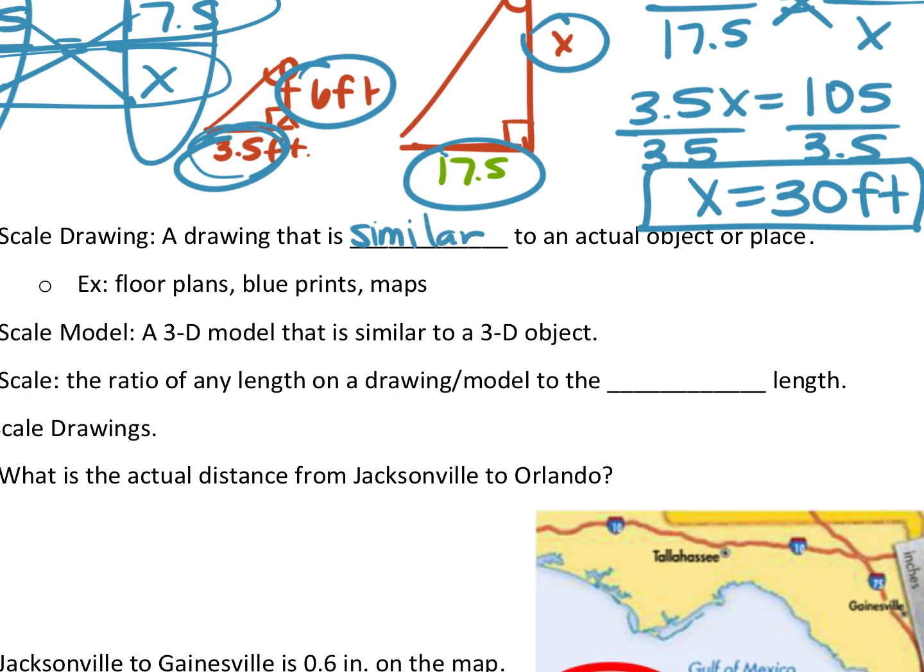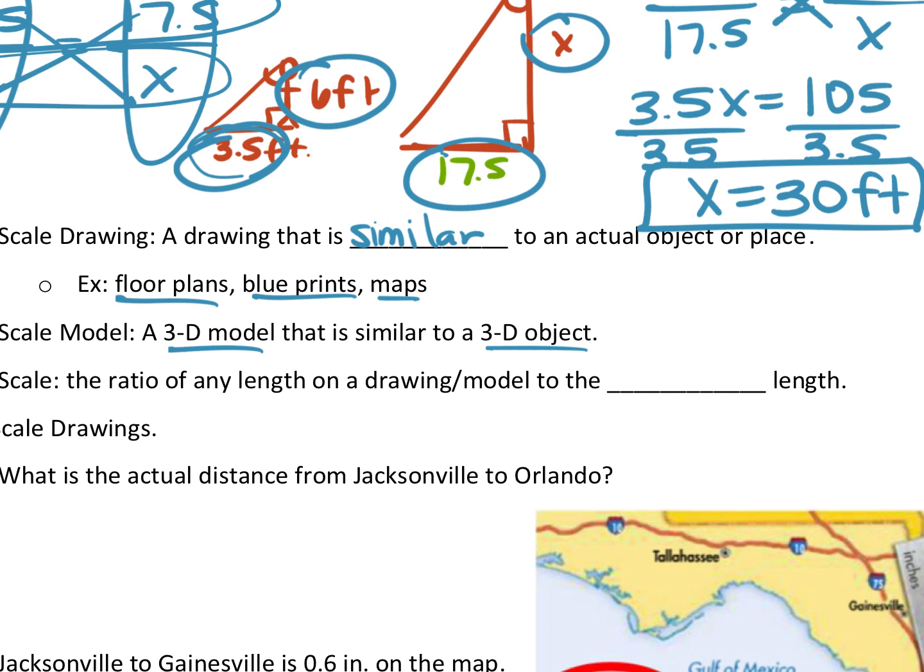So if you've ever looked at floor plans for something or blueprints or a map, right? You can't just say, here's how to get to the mall. That would be a huge map. So they shrink it, but to scale. So proportionally, they shrink it down, and then you can view it on a map. So a scale model is a three-dimensional model similar to a three-dimensional object, which you'll see with our heart coming up in a little bit here.